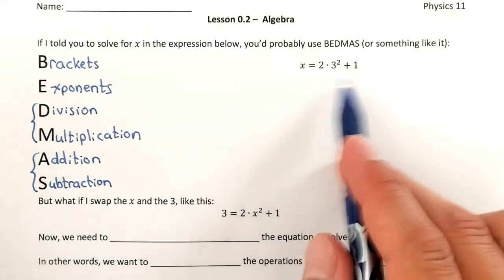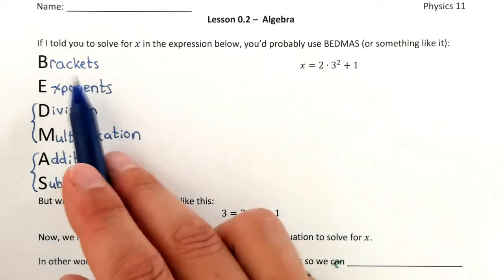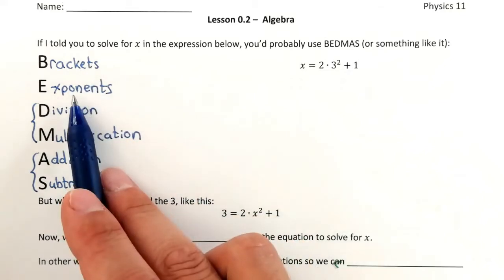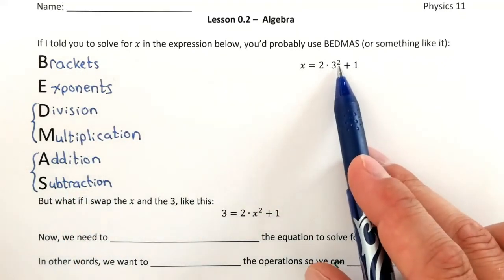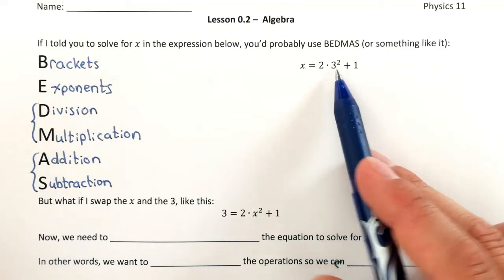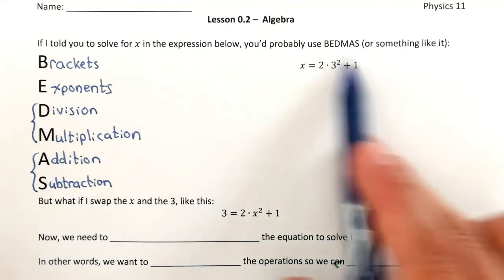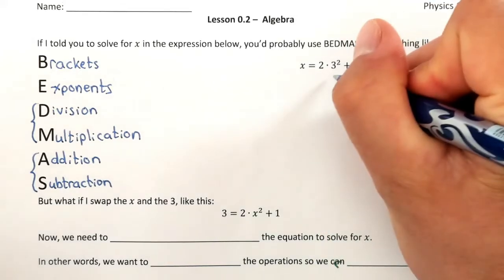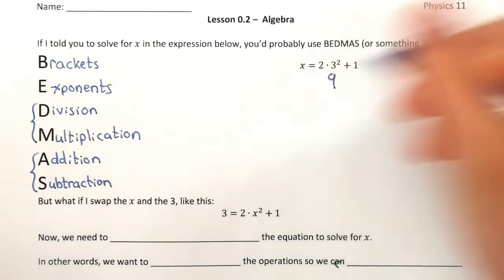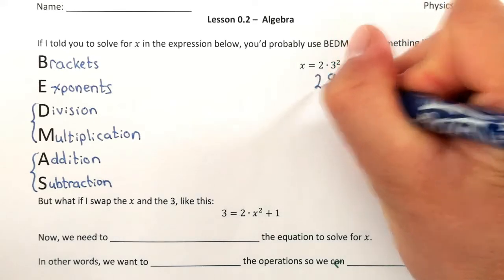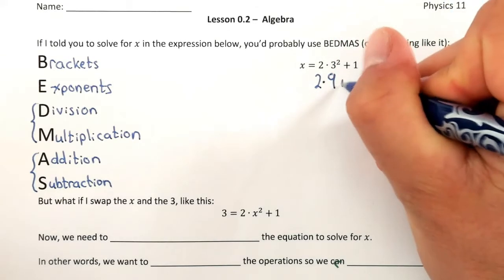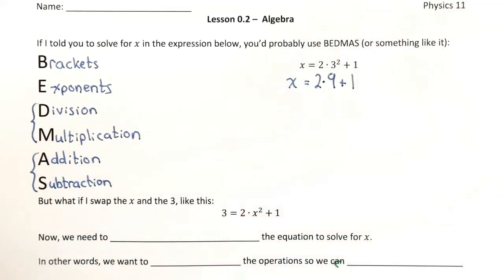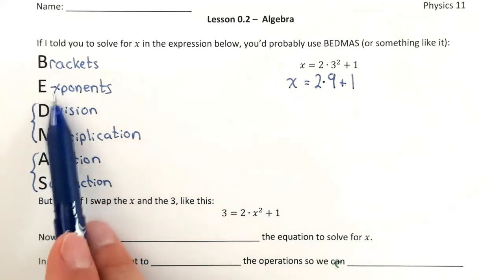So now let's have a look at this expression again. Okay, do I have any brackets in here? No, so I can move down the list. Are there any exponents? Yes, here's an exponent right here. So that's the first thing I'm going to have to deal with. And I'm going to rewrite the whole expression after having dealt with that exponent. So 3 squared is 9. So my whole expression now is 2 times 9 plus 1 equals x. Okay, brackets and exponents are done.